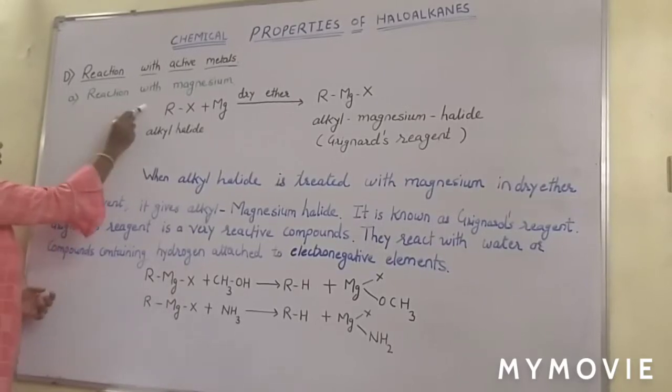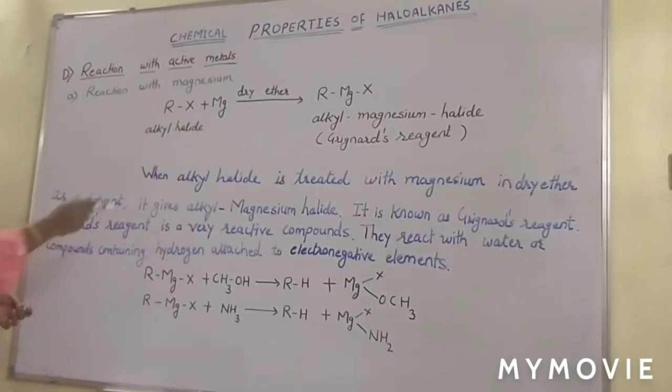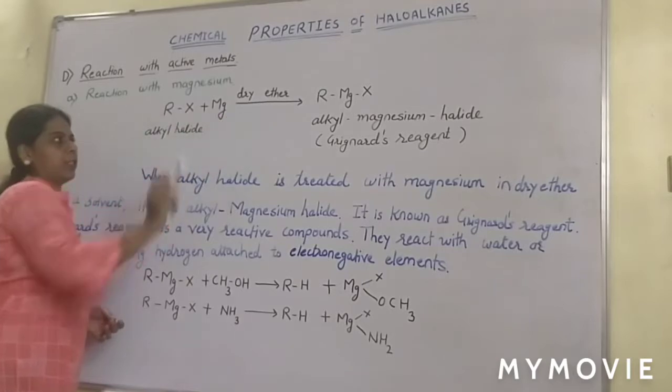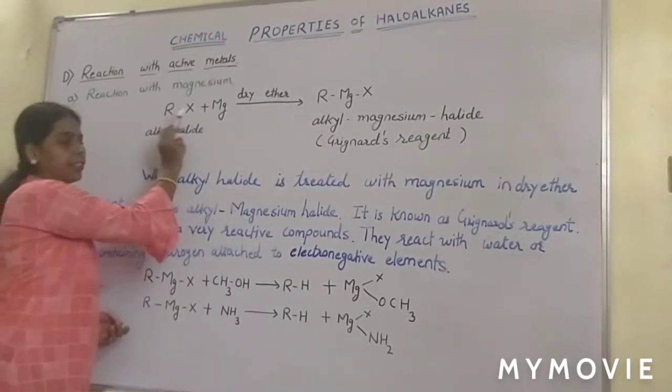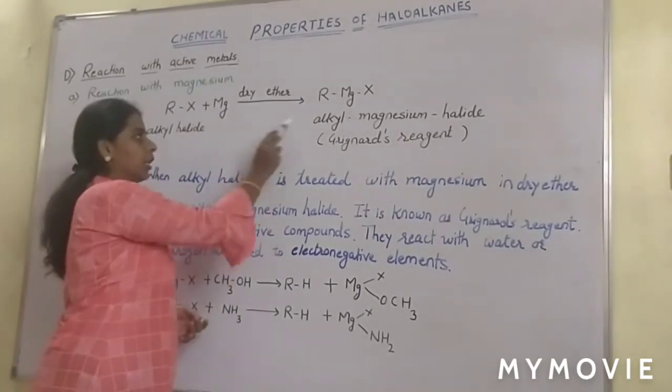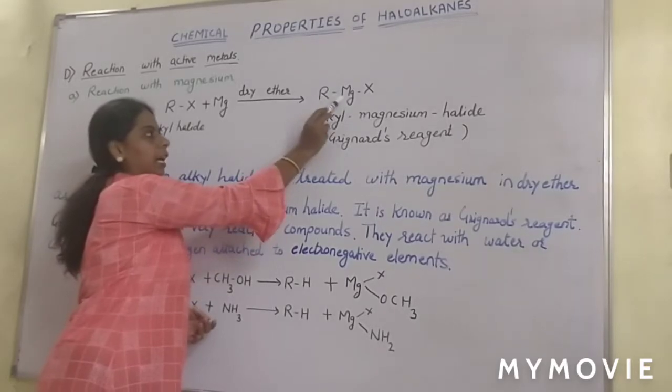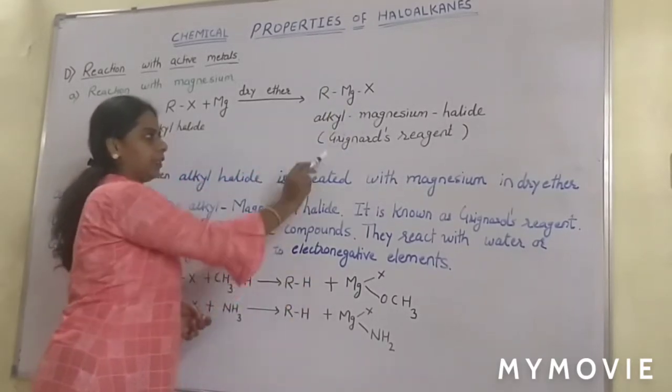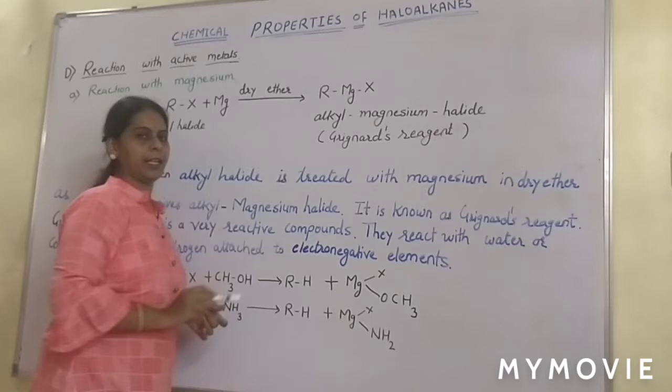The first reaction is the reaction with magnesium. Alkyl halide reacts with magnesium in the presence of dry ether. Here an addition reaction is carried out between these two and we get alkyl magnesium halide, and this compound is known as Grignard's reagent.